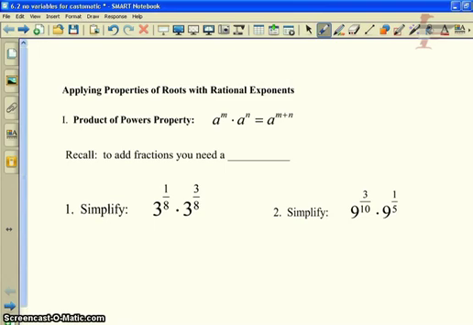Notes for 6.2, and we are going to split this into two different parts. Today we're going to be dealing with no variables, and on day 2 we will be dealing with variables. So we are going to be applying properties of roots with rational exponents. And remember that when you are working with fractions and you are going to add them, you need to have a common denominator. So that's our most important thing before we get started.